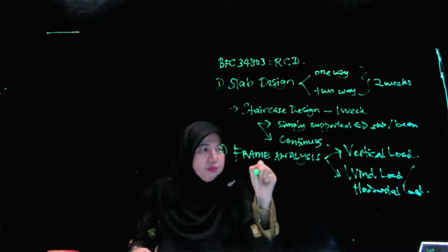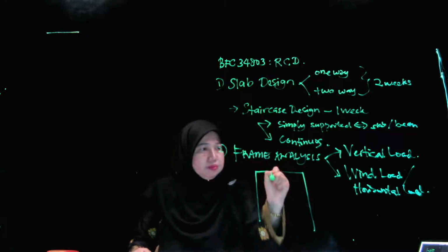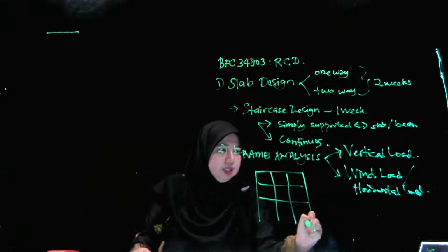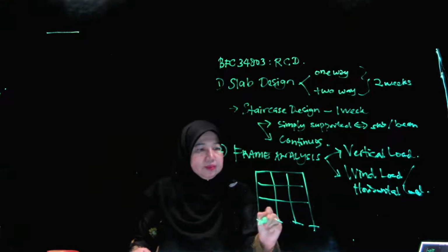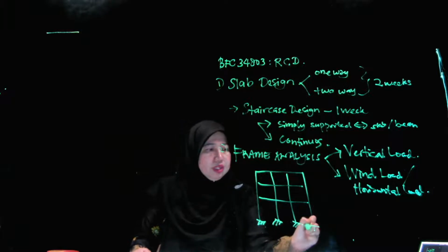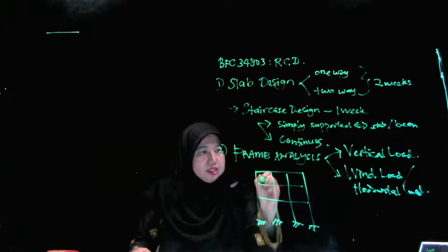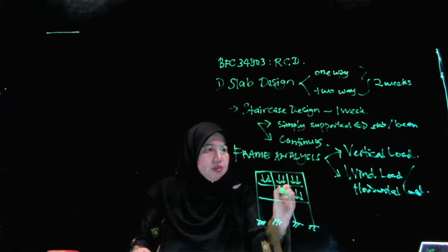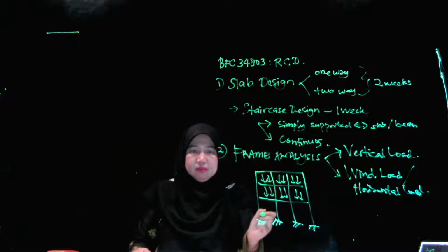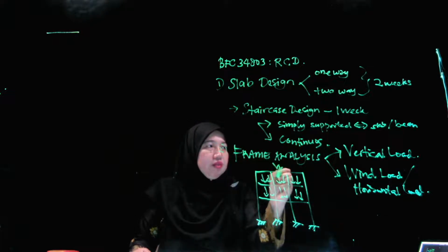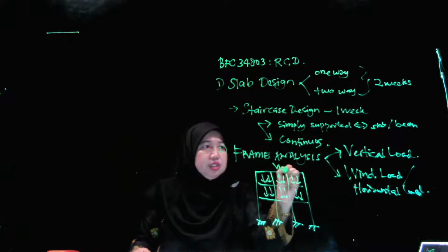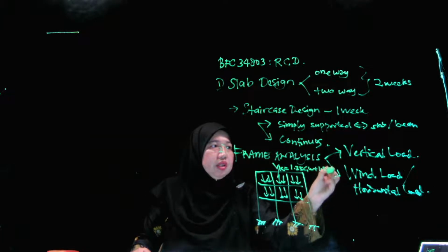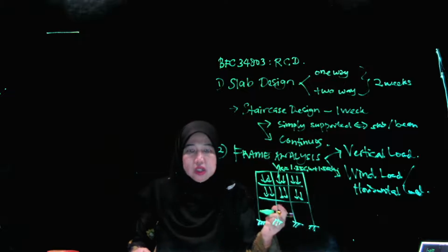Okay, so this is your frame. Let's say it's a 3-story building. The vertical load is like this. This one is VK. VK stands for vertical, which consists of 1.35 GK plus 1.5 QK. This is the formula for the vertical load.